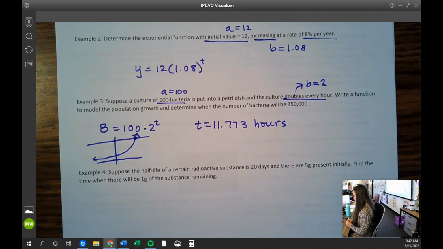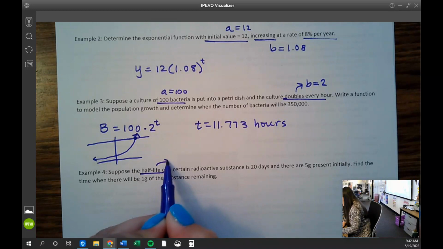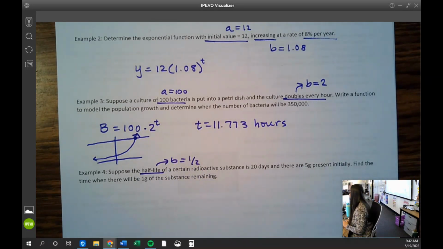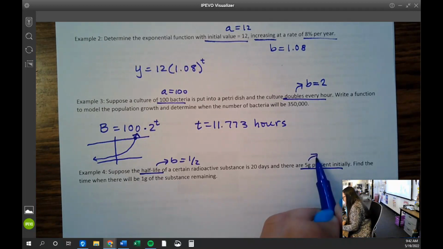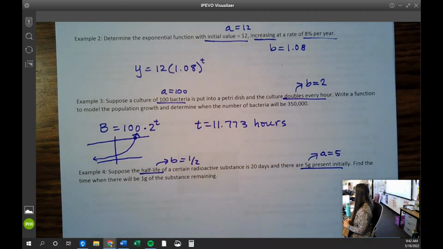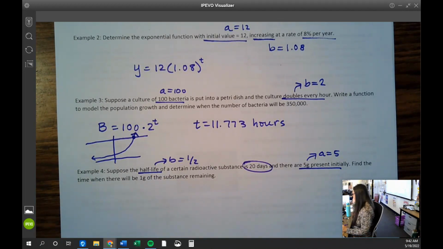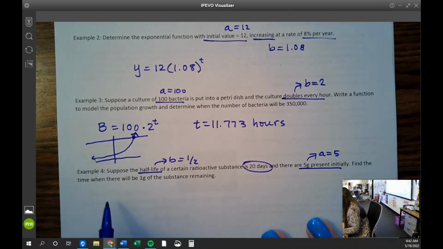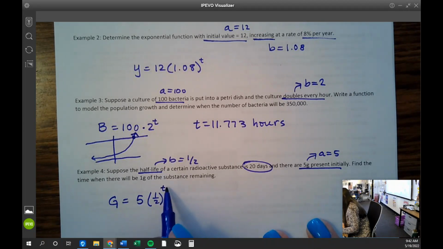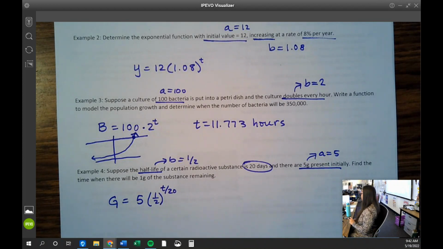Okay, now, anytime we talk about half-life, that means B is 1/2 or 0.5, because I'm always going to have half of what I had before. And I know that A is 5 because that's what I started with. Now, where does this 20 days come into play? Well, let me show you. Let's see, I'll do G for grams, and my exponent is going to be T divided by 20.